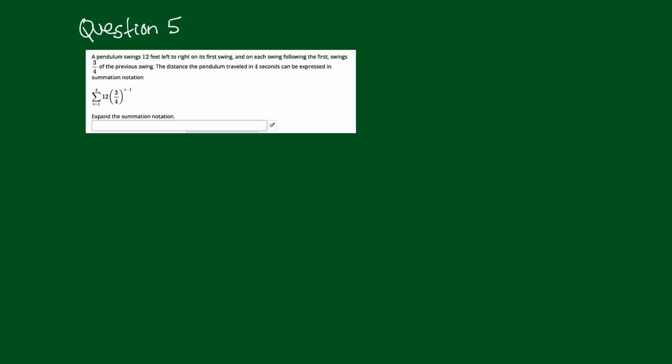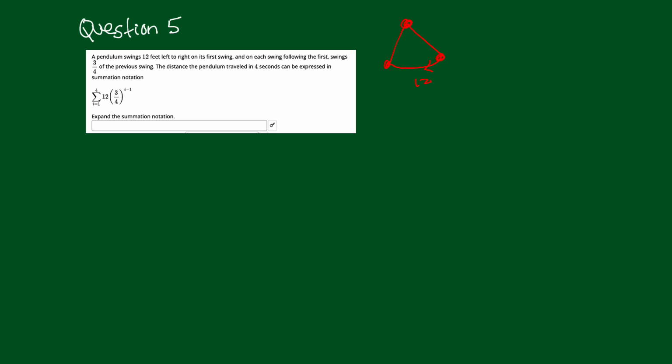Question 5 tells us that we have a pendulum that swings 12 feet left to right on its first swing, and then on each following swing, it goes back to 3/4 of the previous swing. All right, so you've got a pendulum here. Maybe it looks like this. You let it go here, and what does it do? It comes over here, and it's going 12 feet to the left.